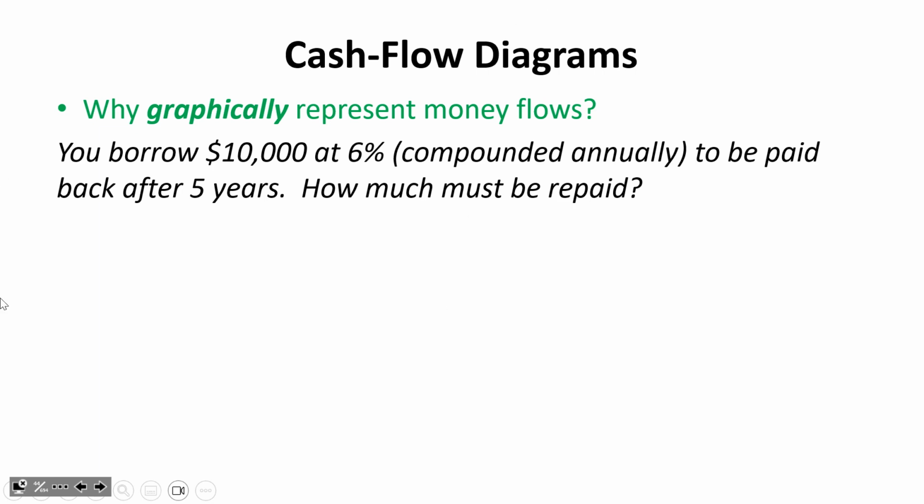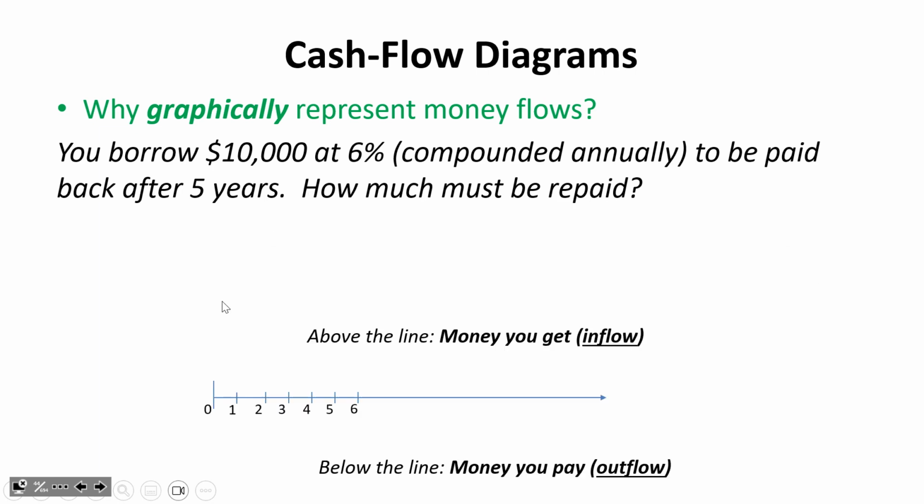So here's a word statement, like a word problem or a phrase that's summarizing a situation. So you borrow $10,000 at 6% compounded annually to be paid back after 5 years. How much must be repaid? I mean, that's not too complicated. It only takes you a few seconds to read it, think about it, digest it, but it's even more quick if we just have a diagram that we can put that same information onto.